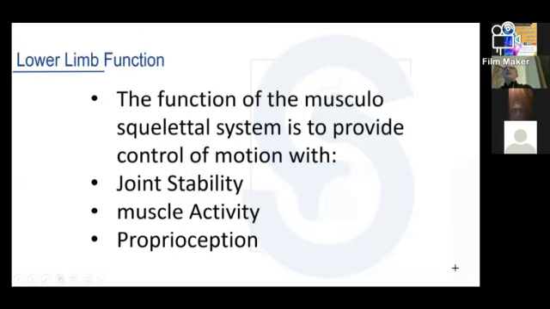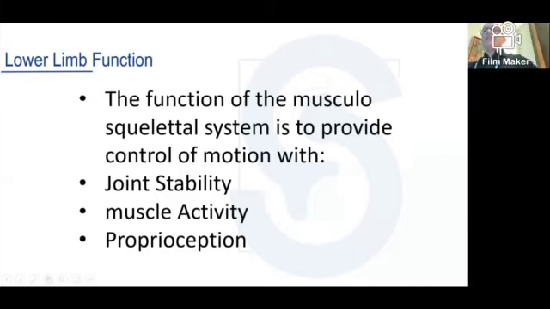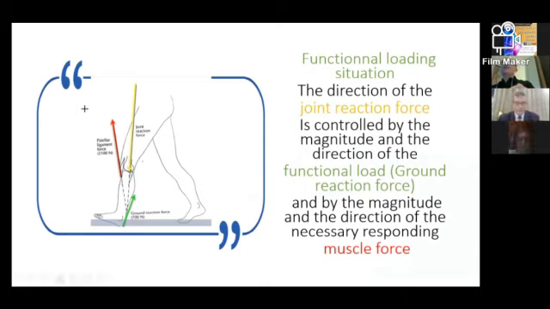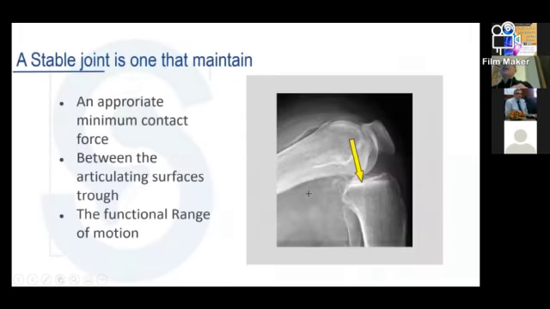Then the function, as I said, gives you stability, muscle activity, and proprioception. The functional load situation within a walking scheme will change in the gait the direction of the joint reaction, which is the yellow line, controlled by the magnitude and the direction of the functional or the ground reaction. This is the opposite, and the magnitude of the direction of the necessary responding, which is the muscle. The muscle responds to stabilize the knee with this red reaction that makes the knee stable.